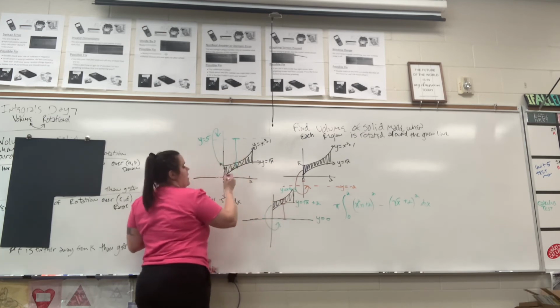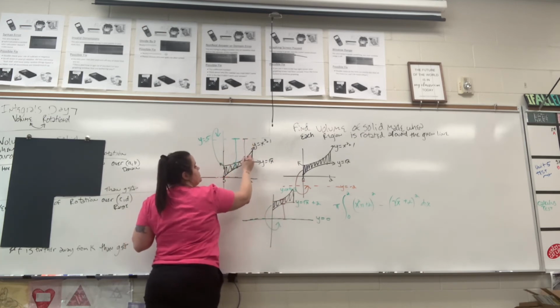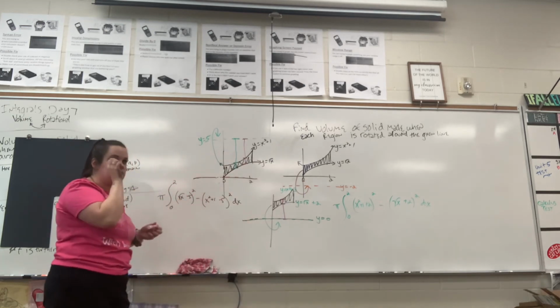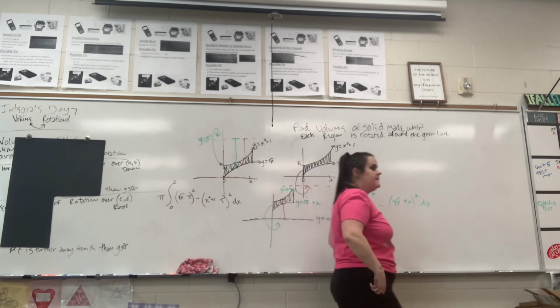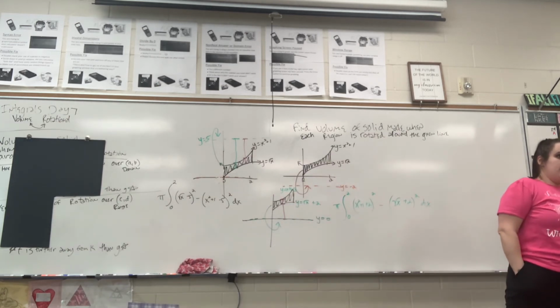Sometimes if I'm having a hard time figuring out which one is which, I like to draw this line a lot. I think it helps. Just draw a straight line from the axis of rotation down, right? And you can see which one is closer. Does that make sense? Yes. Okay, how are we doing?